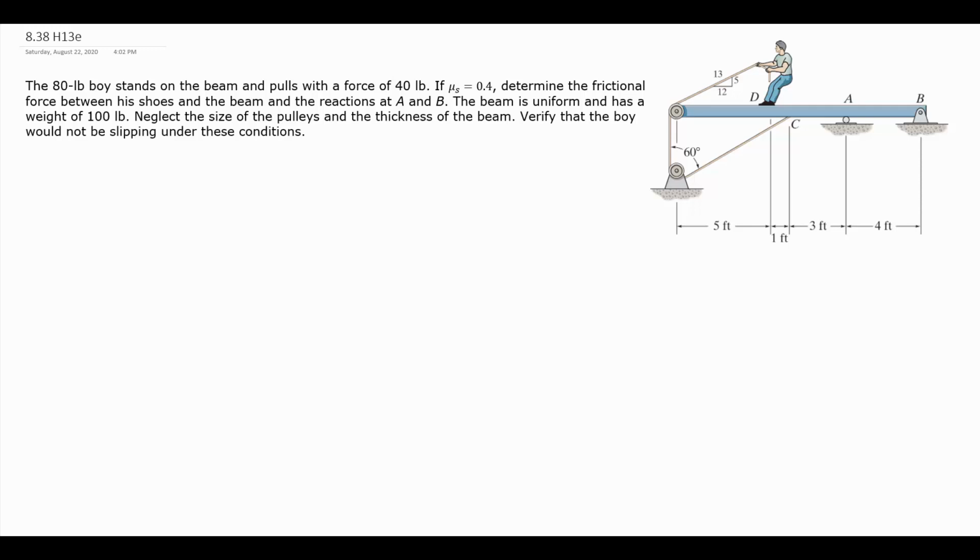In this problem, we are given the coefficient of friction between the boy's shoes and the beam. That's going to have a value of 0.4. And we want to find the actual friction force that there must be between the shoes and the beam, and the reactions at the roller at A and the pin at B. So let's dissect this problem by drawing some free body diagrams.